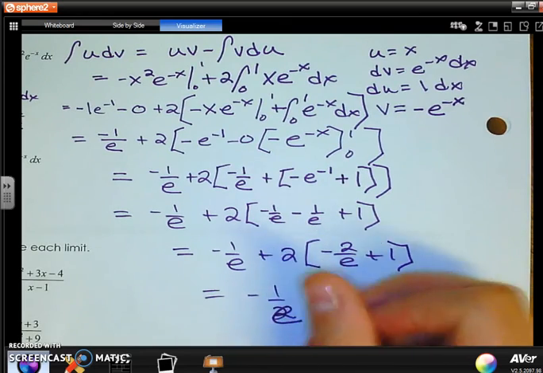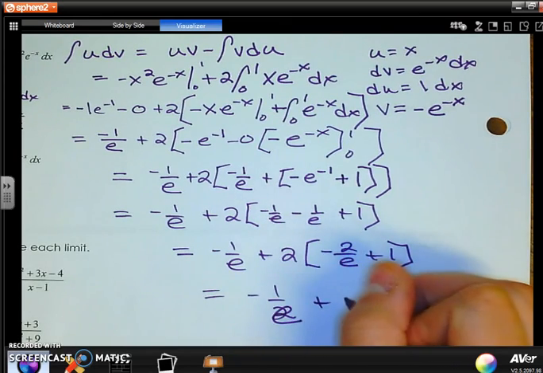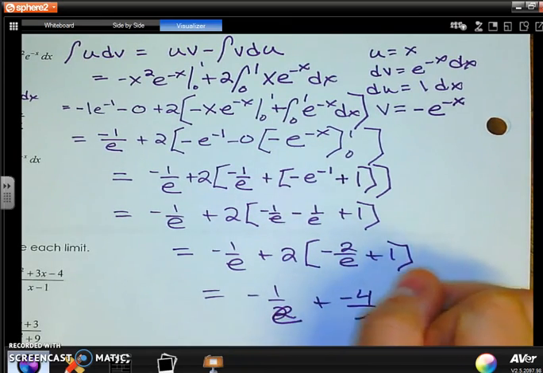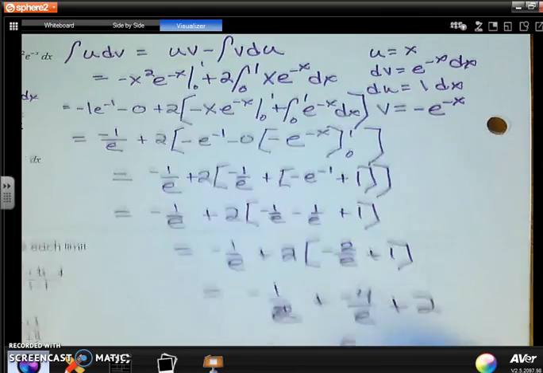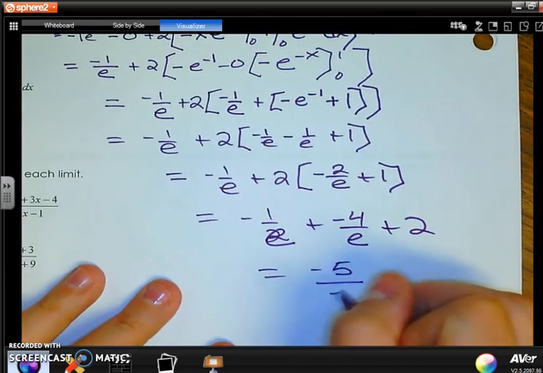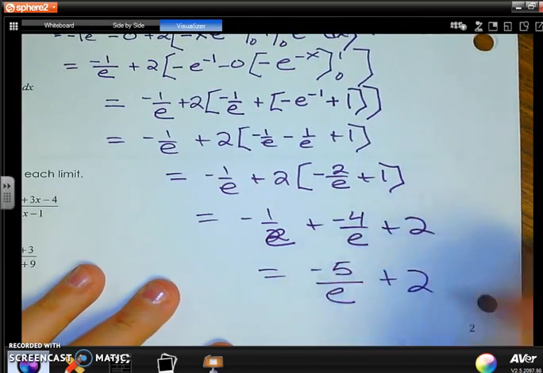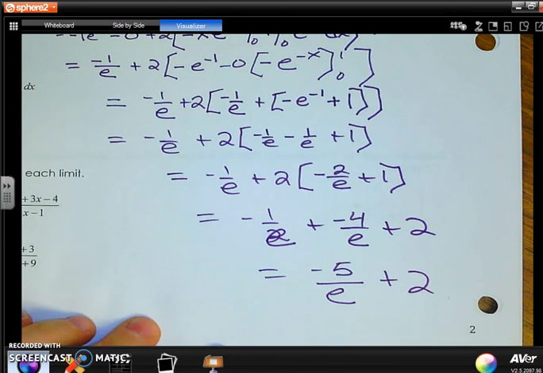Oh, that's an e. Minus 4 over e plus 2. And those two combine, negative 5 over e plus 2. And that is a couple from page 2.